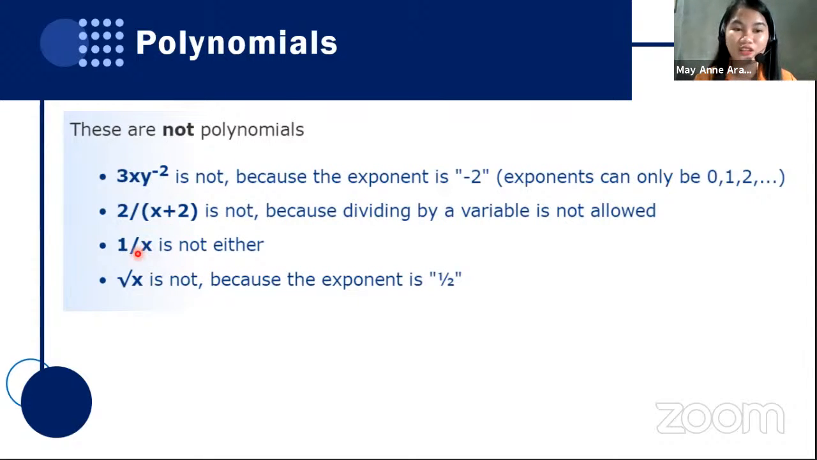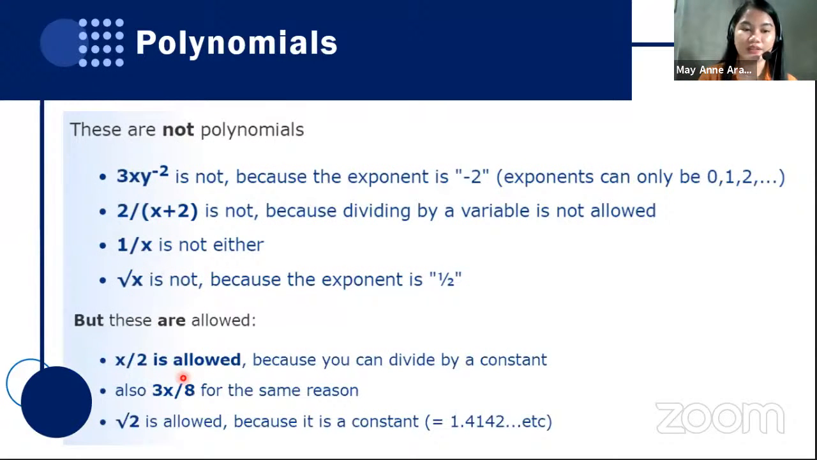Next, we have 1 over x. Still, a variable is in the denominator, so this is still not a polynomial. Another thing we have here, square root of x. This is also not a polynomial because if we write this in this form, square root of x is equal to x raised to 1/2. Yung 1/2, ito yung nandito, diba? And fractional exponent is also not allowed in polynomials. Also, kapag nasa radical sign, inside the radical sign, ang variable, yun ay not polynomial pa rin.